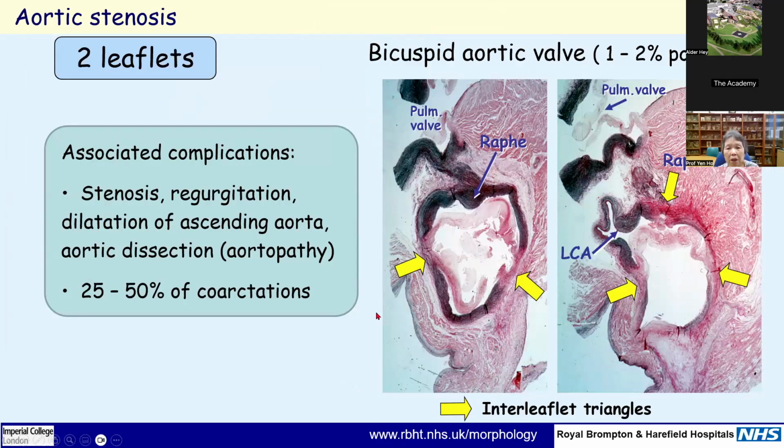Or you may have 2 leaflets, where you have the 2 commissures, but the third one has not formed. You have a raphe. As we go deeper into the same valve, you find a sort of communication between the ridge of the undivided or unseparated leaflet to the raphe. But the interleaflet triangle in this region is very much diminished.